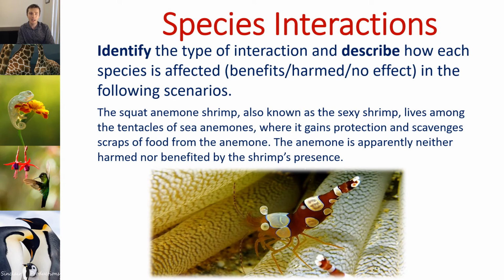Next one. Here we've got the squat anemone shrimp, also known as the sexy shrimp, and it lives among the tentacles of sea anemones, where it gains protection and scavenges scraps of food from the anemone.